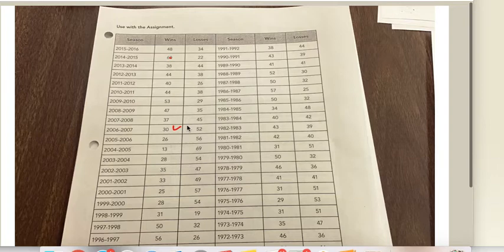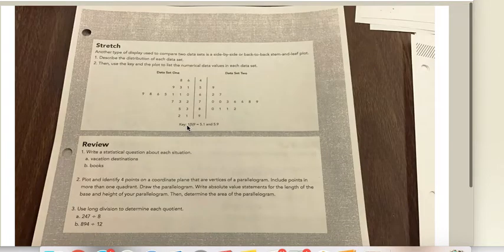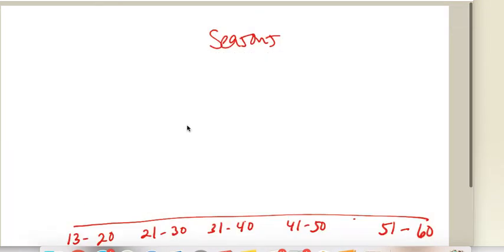And so I see, let me erase this. So I see I have 13. So I'm doing 13 to 20. So I have 1. Might just have 1. Yep, I just have 1. So I'm going to go back over here and put 1 X above the 13 to 20.